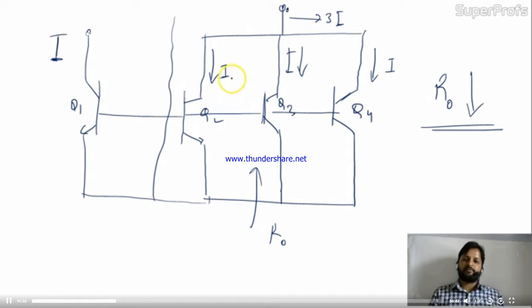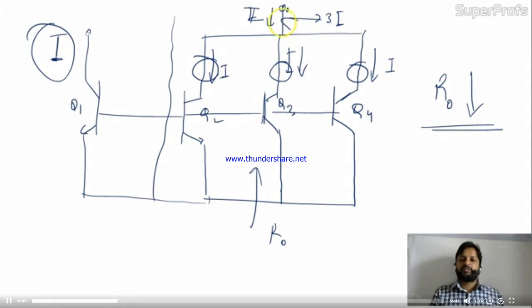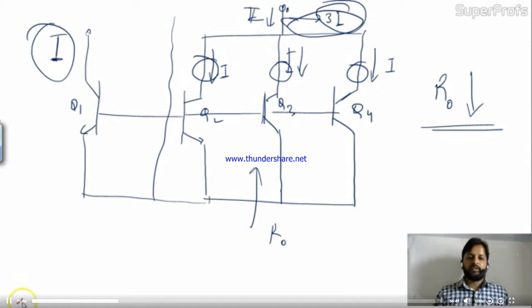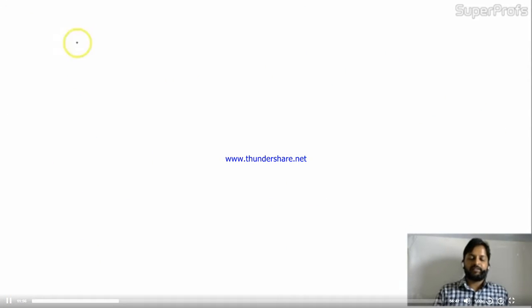If this type of circuit comes, don't assume this current is I. Okay, this current is not I. If this is given, the collector currents are I for each, not this entire current. Sometimes students make mistakes right here, that's why I showed you. Okay. Now we'll see the current mirror with emitter resistors.